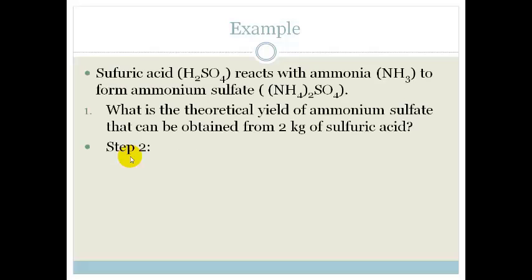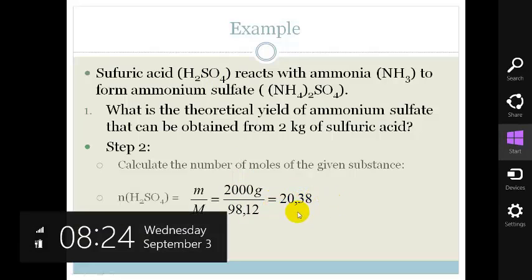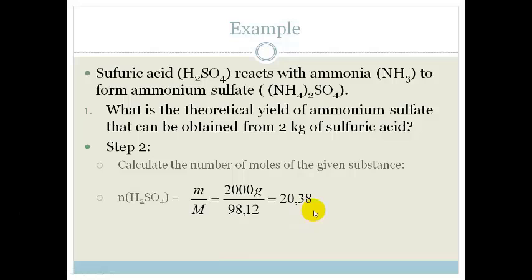Next, we need to look at the number of moles of the given substance. We never work with mass, we only work with moles. So the number of moles is always the mass over the molar mass. Please note we've taken this 2 kilograms and changed it to grams, so it's 2,000 grams, and this is of sulfuric acid. So that there is the molar mass of your 2 hydrogens plus your sulfur plus your 4 oxygens, which is 2 times 2 plus your 32 plus 4 times 16, which gives you 98.12. So the number of moles of sulfuric acid is 20.38.